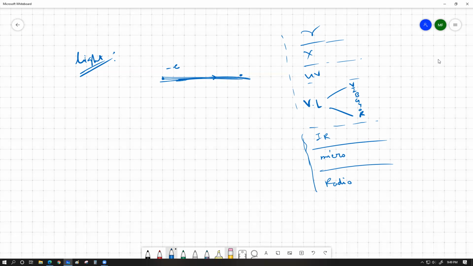So this is the part of the electromagnetic spectrum where over here we have higher frequencies. Higher, I'm going to just write higher F, and the lower part is over here. This is a basic discussion for the light chapter.